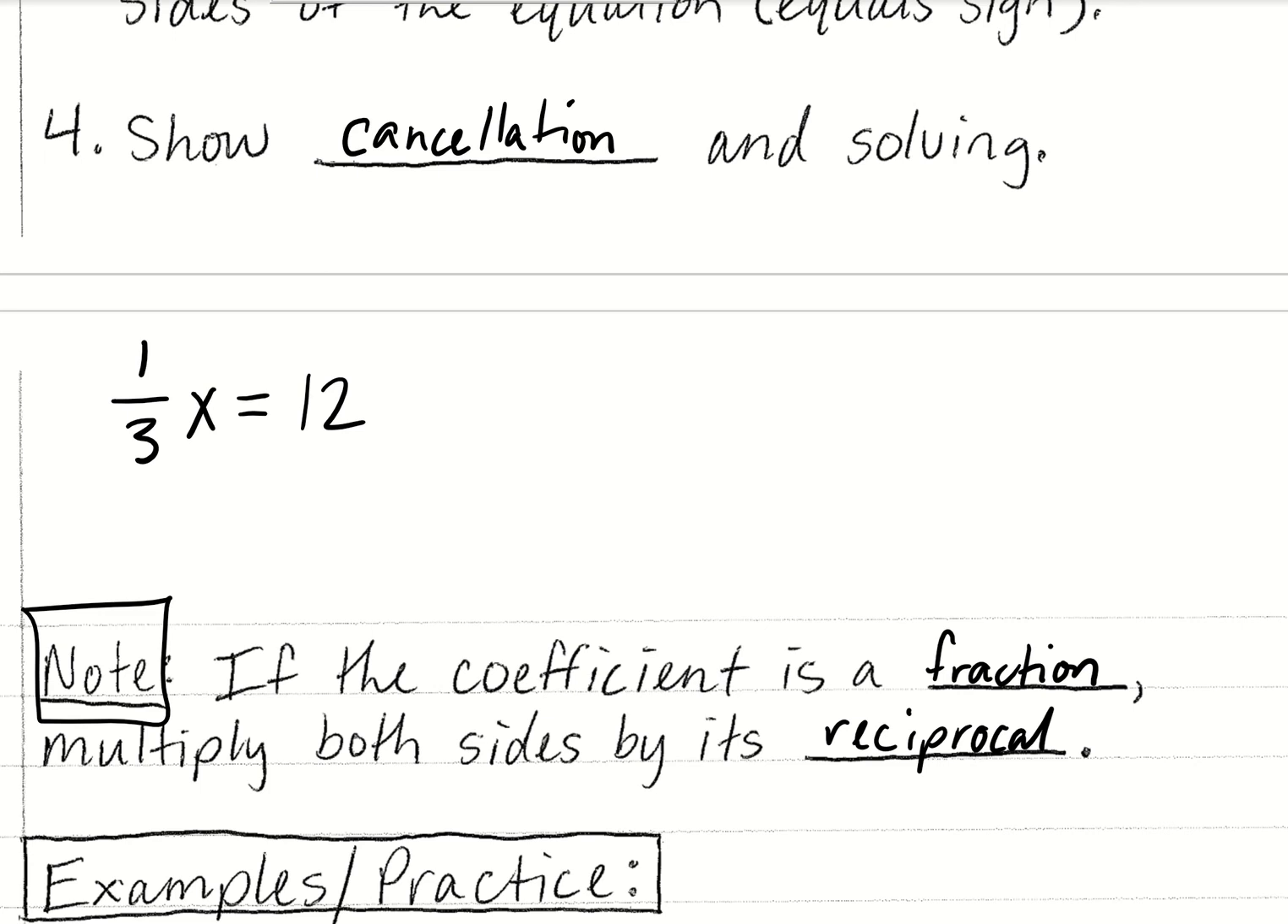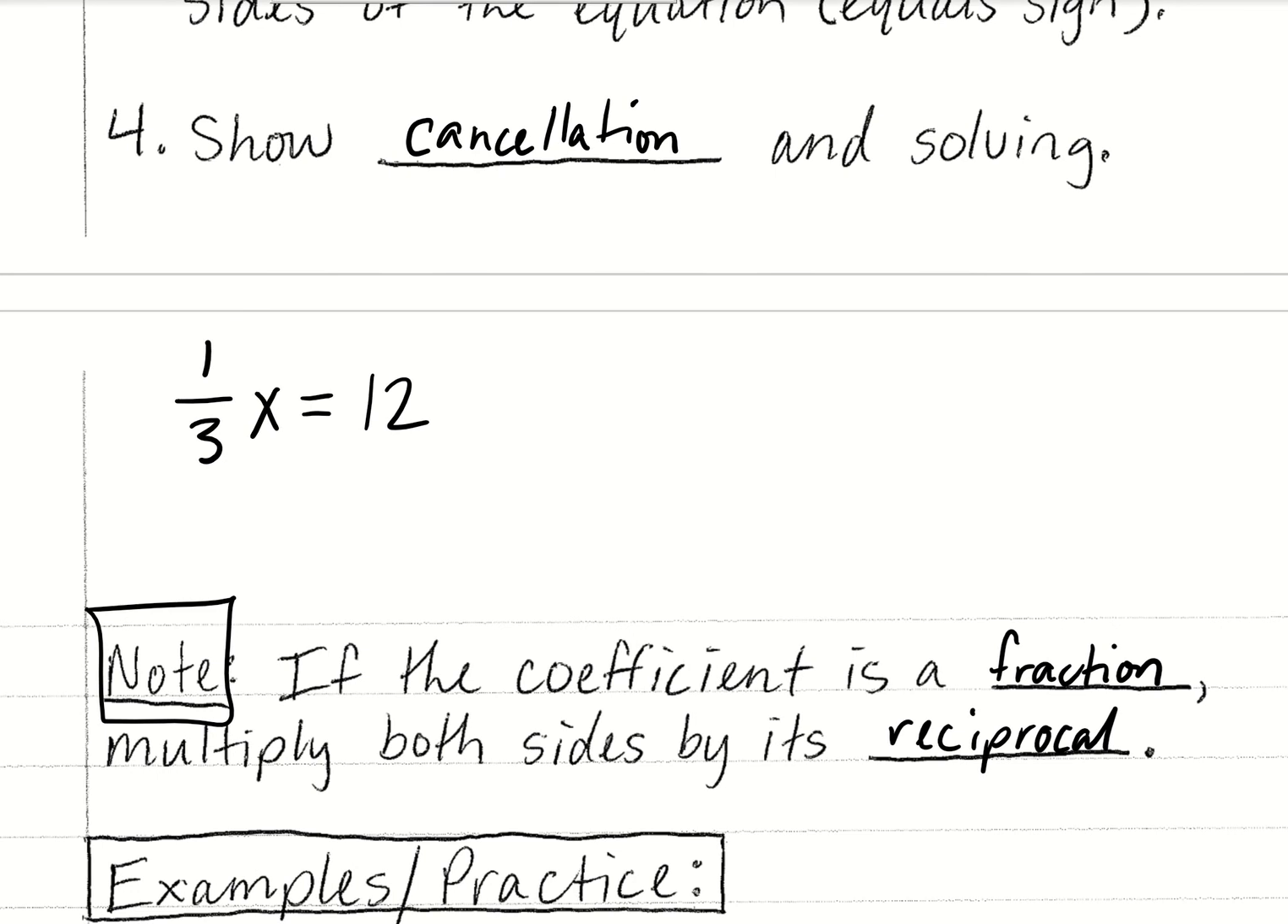So you want to notice the coefficient is a fraction. The coefficient, remember, is whatever's in front of the x, or attached to the front of the x, and you're going to multiply both sides by its reciprocal. The reciprocal of 1/3 is 3/1, which is the same as just 3. So I'm going to multiply both sides by 3, and then I'm going to solve that out.